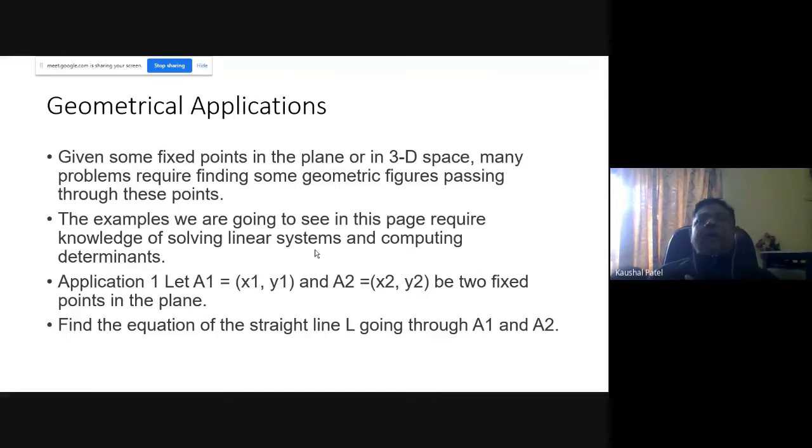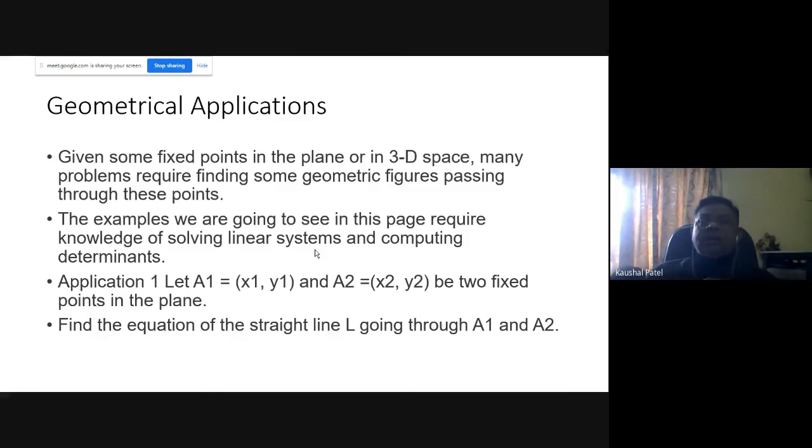Whenever we have a 3D space and two points inside the space, we have to find out which kind of equation is satisfied by these two points. Whenever we have two points, there is one line that passes through those points. So how can we achieve this? What is the equation of that particular line? This is nothing but the geometrical application.